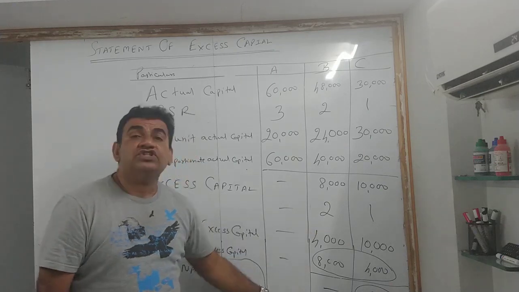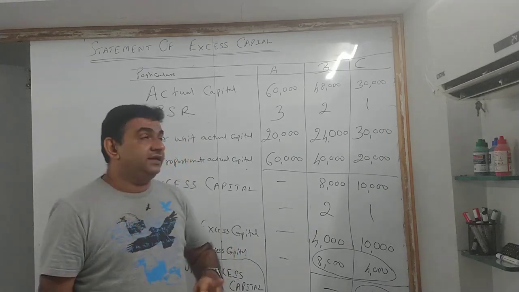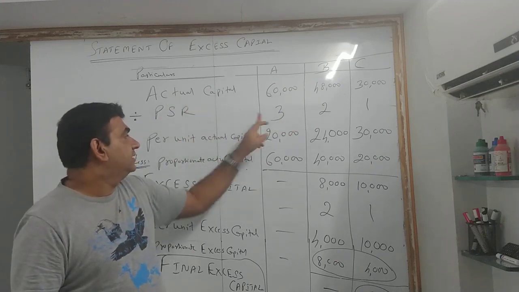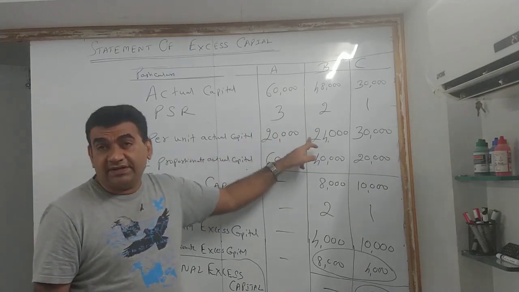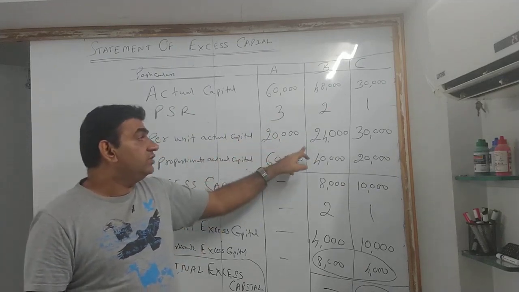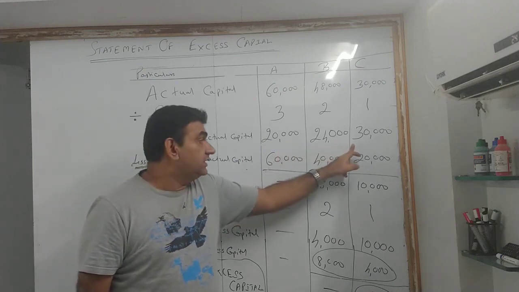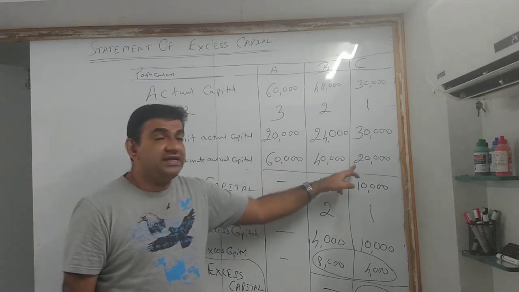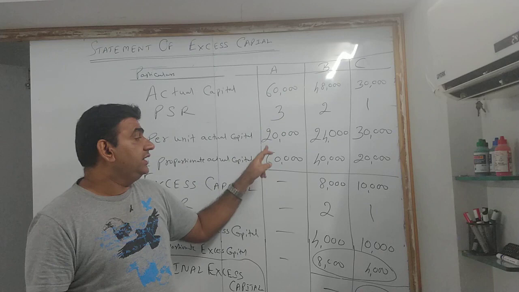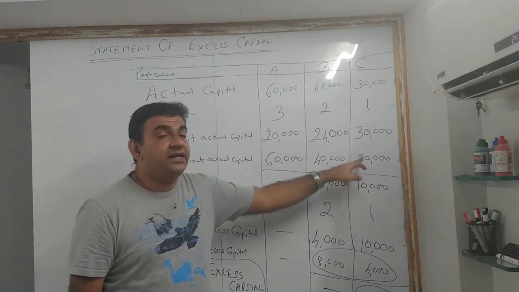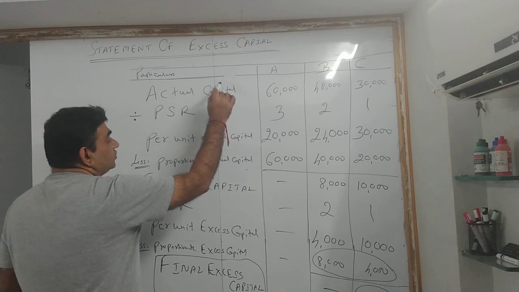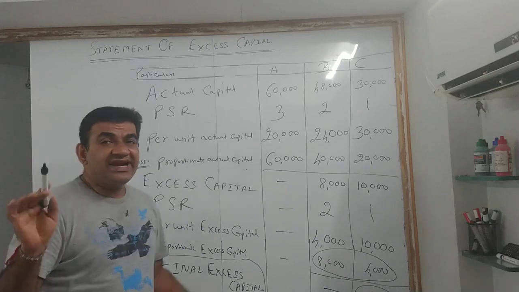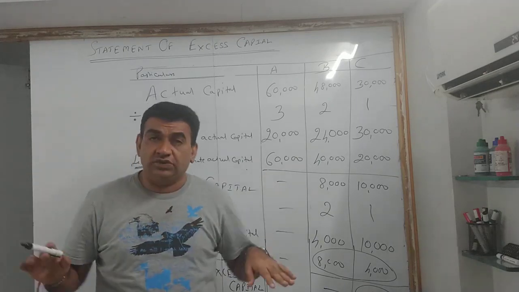Got it? So this was the statement of excess capital. I'll repeat the full thing again. Take the actual capital, divide it by the respective PSR, get per unit actual capital. Take the lowest of the three. That lowest of the three you multiply by the respective PSR. Lowest was 20, so 20 into 3, 20 into 2, 20 into 1. Take the difference. Actual capital less proportionate actual capital, so you get excess capital. When you get excess, normally one partner's amount will become 0.